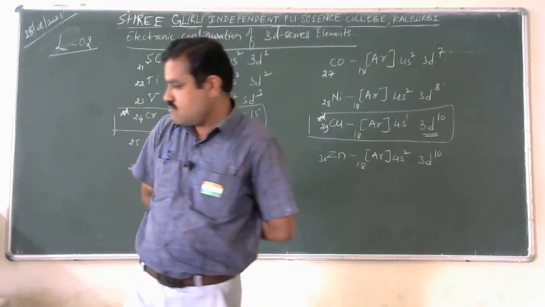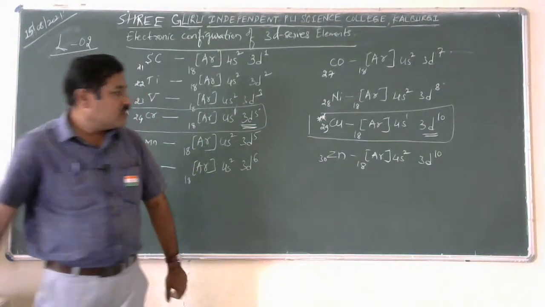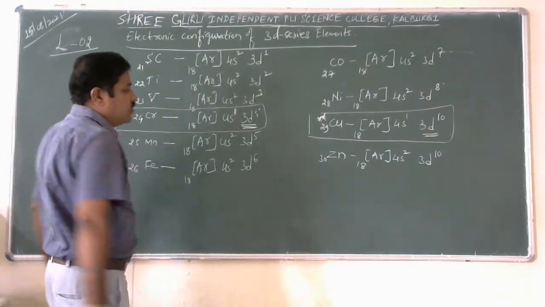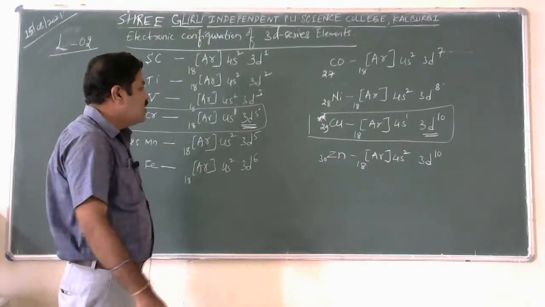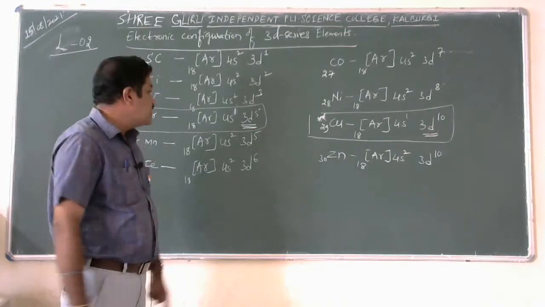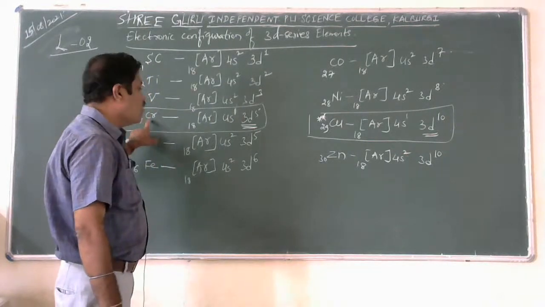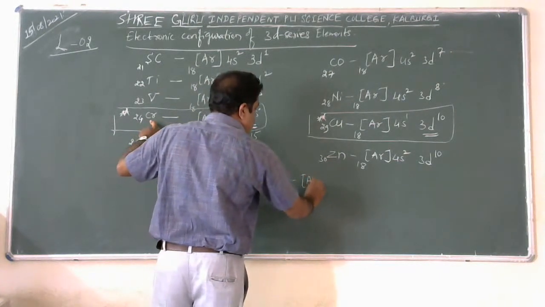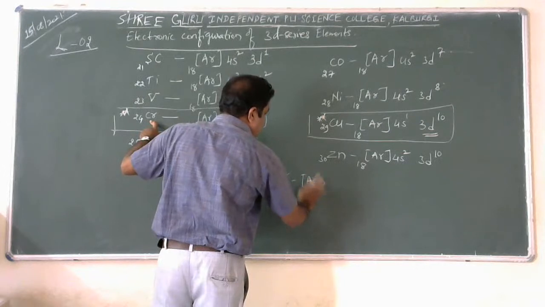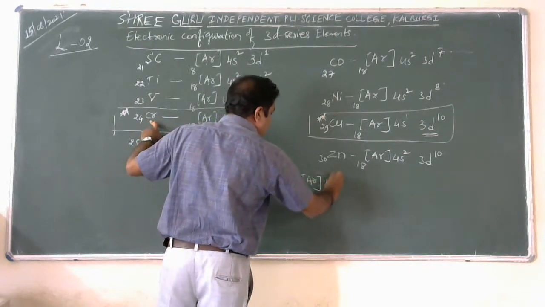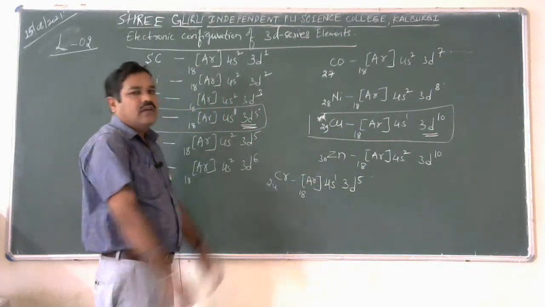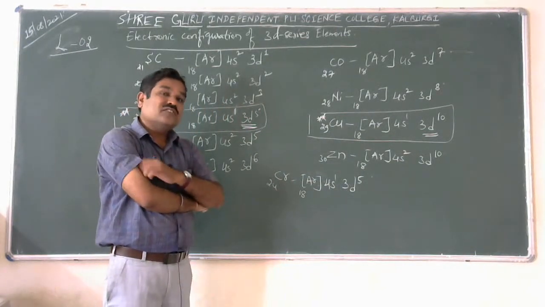Just observe here. This is the electronic configuration I have written before you. Now I will ask you one question. Please try to concentrate here, students. Suppose you are given chromium. The ground state electronic configuration of chromium is Ar 18, 4s1 3d5. How many unpaired electrons are there in the ground state?